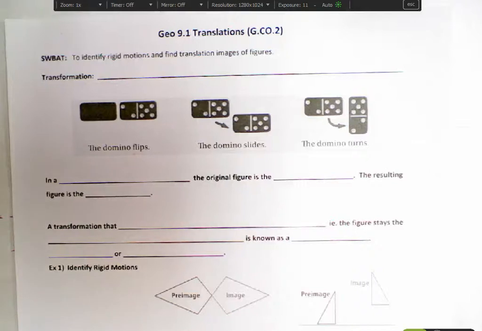Hi guys, we are jumping into chapter 9, which deals with transformations. Transformations are different types of changes to figures in a three-dimensional zone. So there's going to be lots of different types. There's translations, which are slides, there's reflections, there's rotations, all that good stuff. So we're going to start with 9.1, which deals with translations.